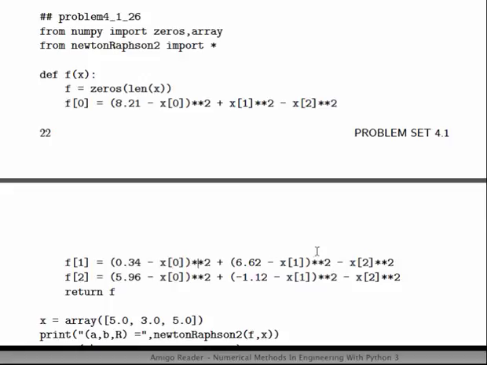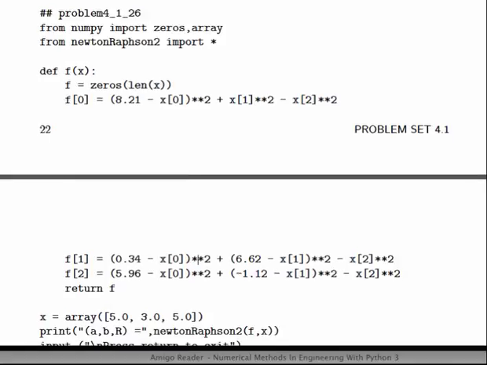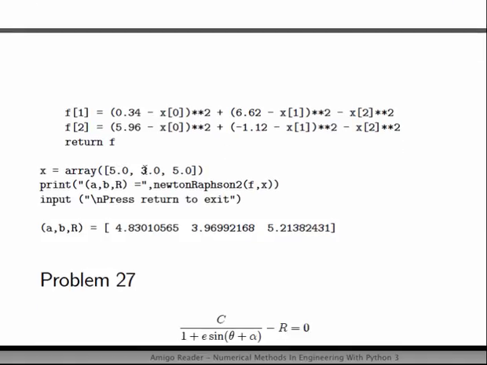And then we have our initial guess for the center, 5, 3, and our guess for the radius, 5, and we're going to pass that into Newton-Raphson in terms of the X array here. We've got our F there, and it converges to this value, where the center is really around. We weren't off too bad. The center isn't 5, 3. The center is 4.83 and 3.96, and the radius is not far from 5. It's actually 5.21.